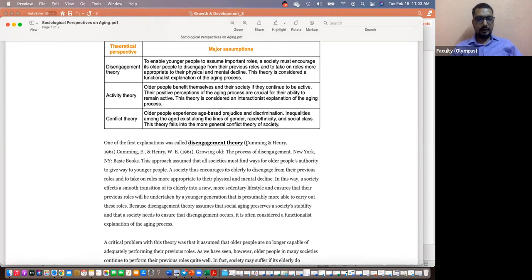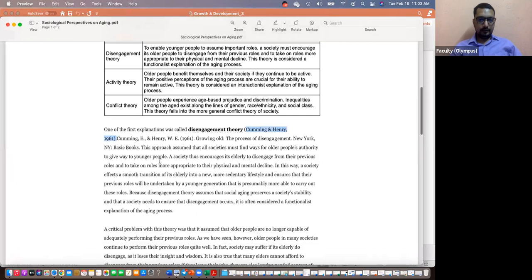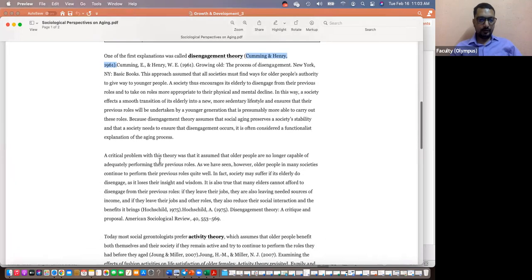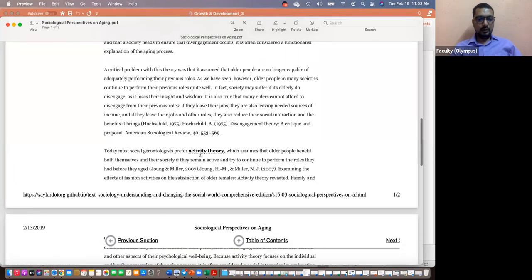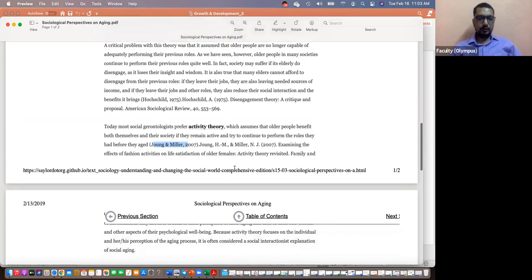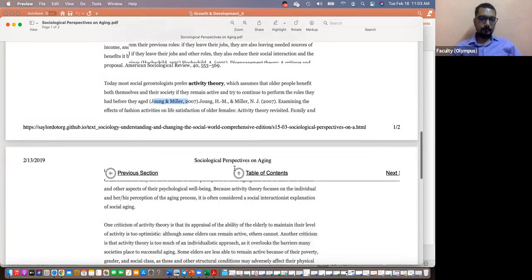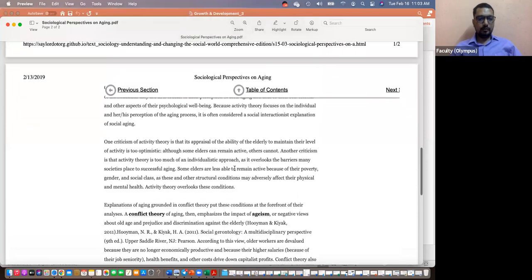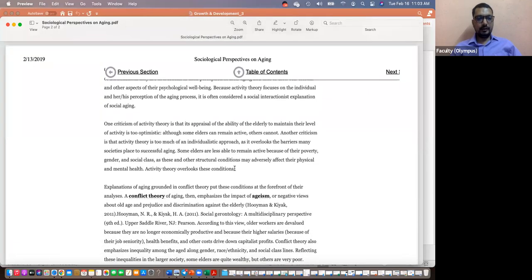So disengagement theory was given by Cumming and Henry in 1961. They briefly explained the concept here. And also activity theory, given by Jong and Miller in the 2000s. They also briefly talked about the criticism related to that.